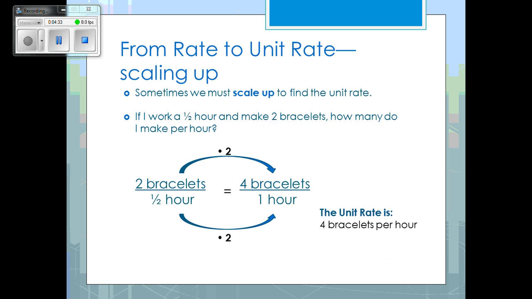Sometimes we have to scale up to find the unit rate. For example, if I work a half an hour and make 2 bracelets, how many bracelets do I make per hour? Well, I can set up my original rate, 2 bracelets in a half an hour, and I want to multiply here to get to 1 hour. 1/2 times 2 gives me 1 hour. So then I'll also multiply the numerator by 2. 2 times 2 equals 4 bracelets. So the unit rate is 4 bracelets per hour.